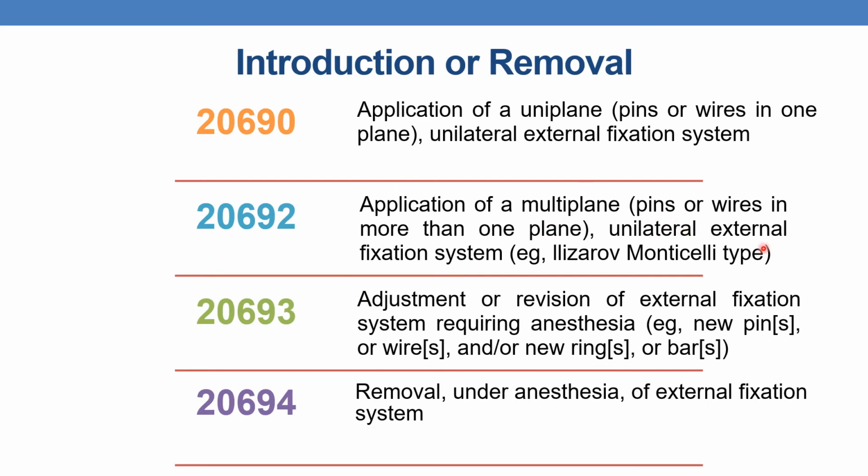Multiplanar but unilateral external fixation system. Example, Ilizarov or Monticelli type. Next is 20693, adjustment or revision of external fixation system requiring anesthesia. For example, new pins, wires, new rings or bars. The next is 20694, removal under anesthesia of external fixation system.